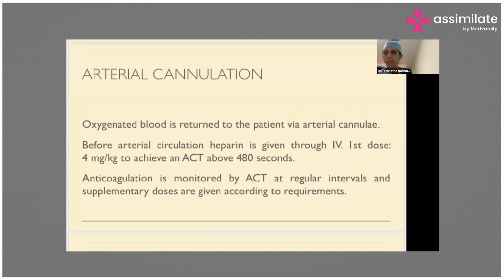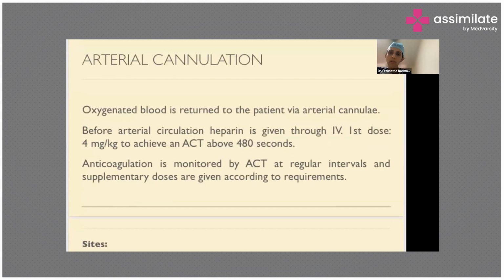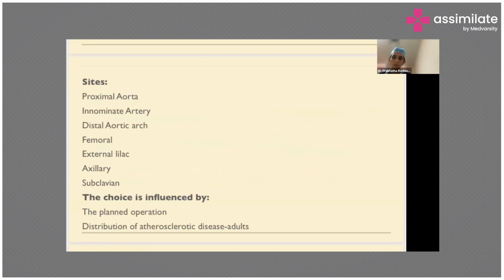So oxygenated blood is returned to the patient via the arterial cannula. Like I said, we give 4 milligrams per kg of heparin to achieve an ACT of at least 480. Anything above is okay. And we monitor this anticoagulation. So other than aorta, which is the proximal aorta, which is the most common site, it can be innominate artery, like I told you. It can be distal aortic arch.